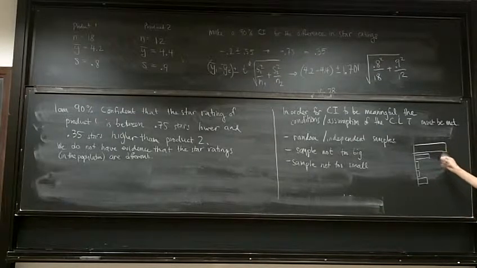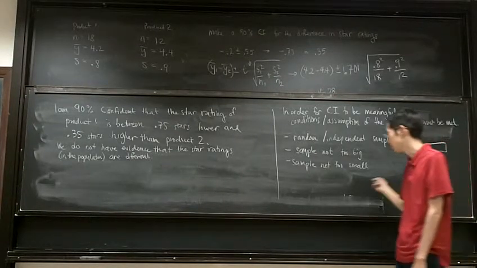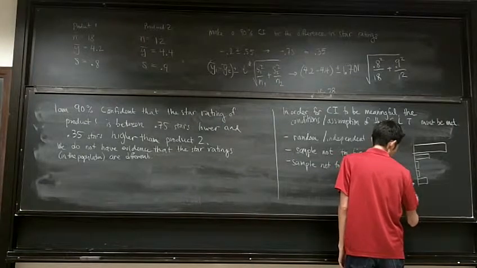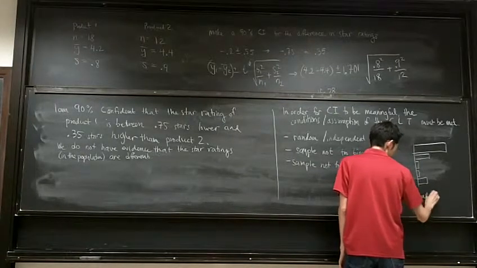This is not a normal distribution. And so the rule of thumb is samples of 25 or more will generally be good. Okay, so this is not normal.